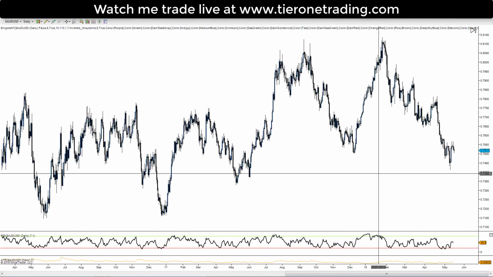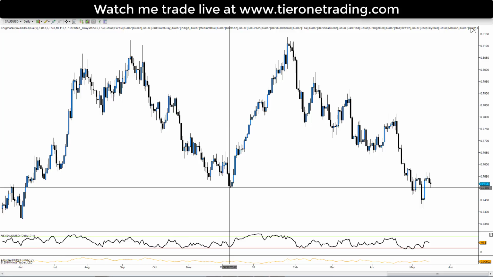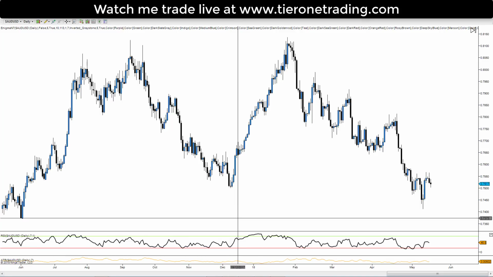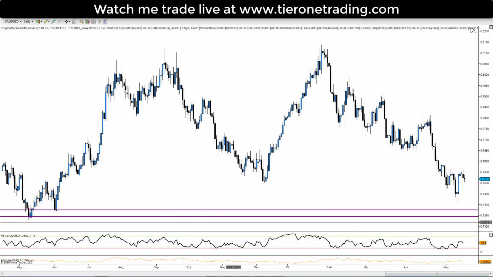Guys, we know what we were looking for on this, right? We were pushing down. We violated this previous structure support level. Next level of support was down here at 73.73. And also there was a little structure level a little bit lower than that as well. So we sort of had this zone down here in this area at 73.50.